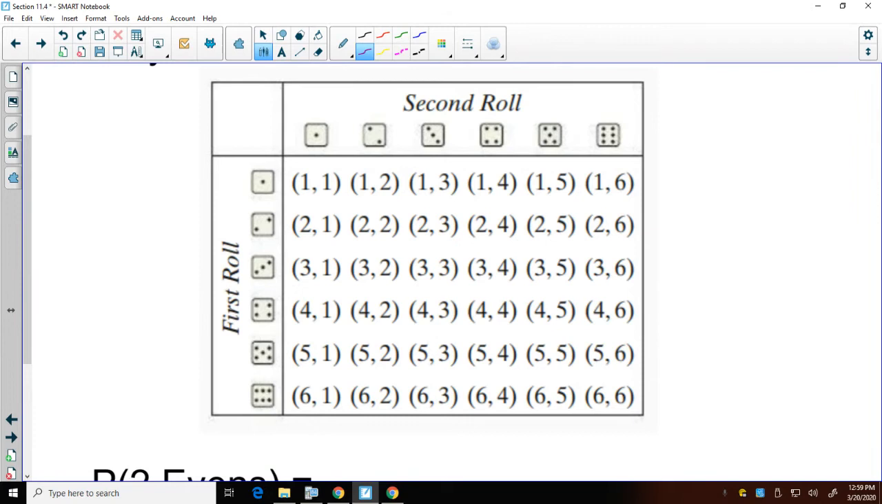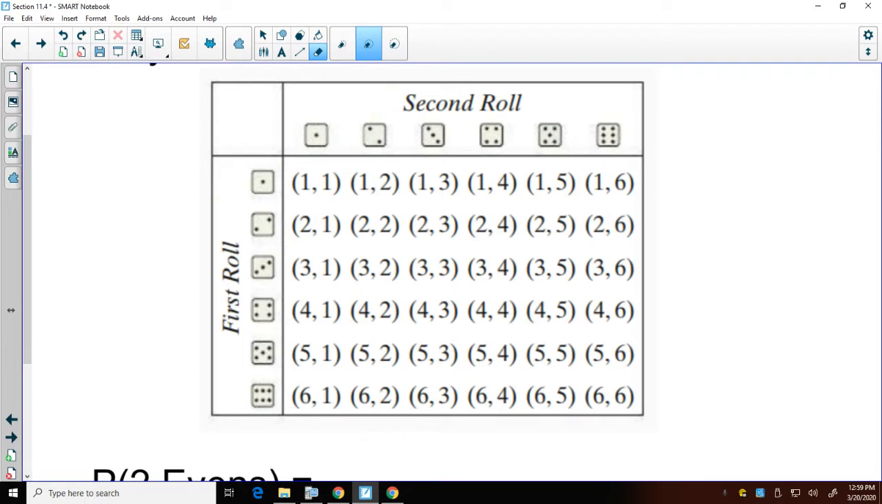So right here you can see all the examples. The first number right there is what was rolled the first time. The second number is what was rolled on the second time. So all of these are different answers, because the first number represents the first roll and the second number represents the second roll. So 2-1 is not the same answer as 1-2, even though they consist of the same numbers. They are different. So there are 36 outcomes there.